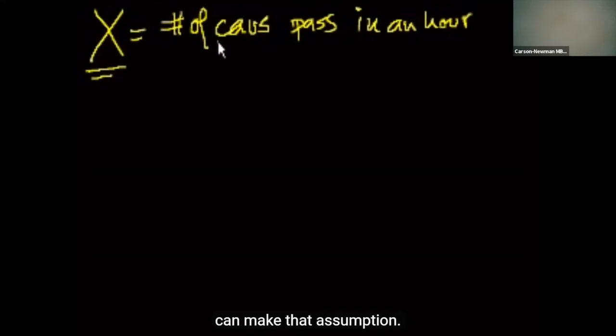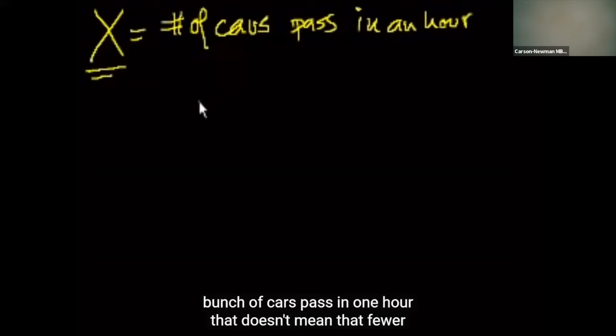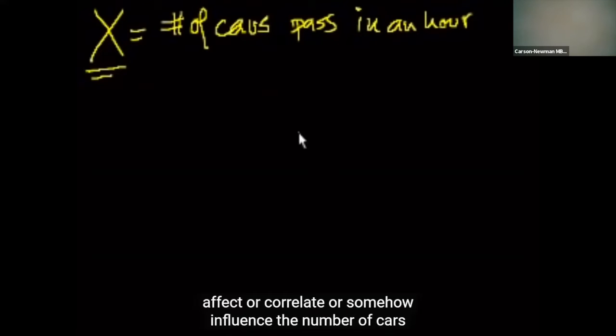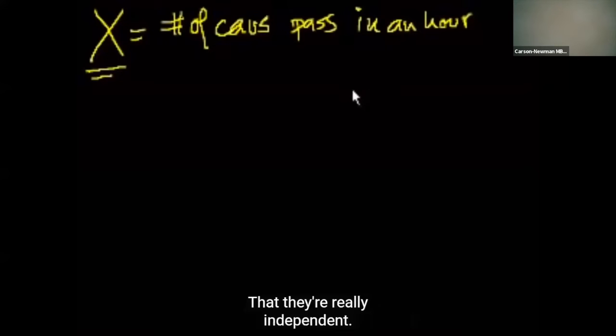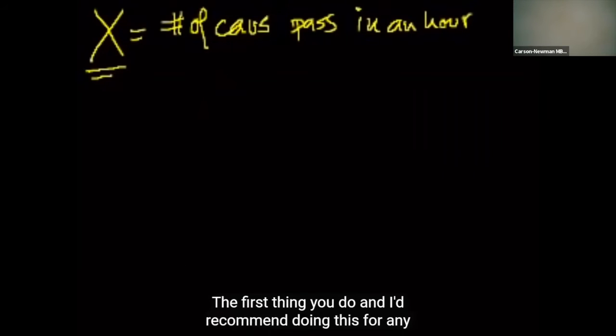And the other assumption we need to make is that if a bunch of cars pass in 1 hour, that doesn't mean that fewer cars will pass in the next. In no way does the number of cars that pass in one period affect or correlate or somehow influence the number of cars that pass in the next. They're really independent. Given that, we can then at least try using the skills we have to model out some type of distribution. The first thing you do, and I'd recommend doing this for any distribution, is that maybe we can estimate the mean.